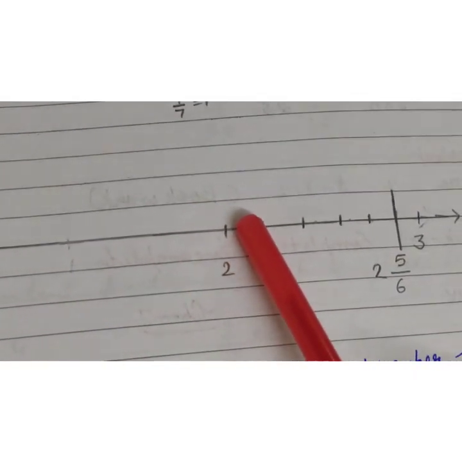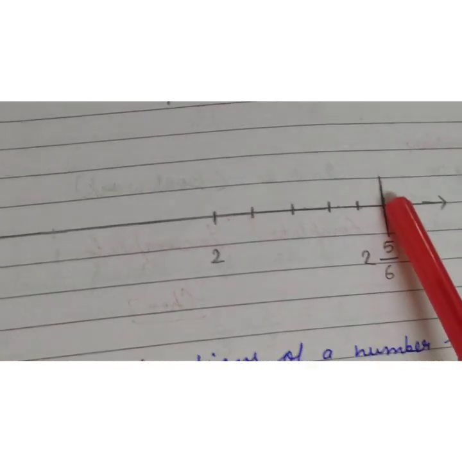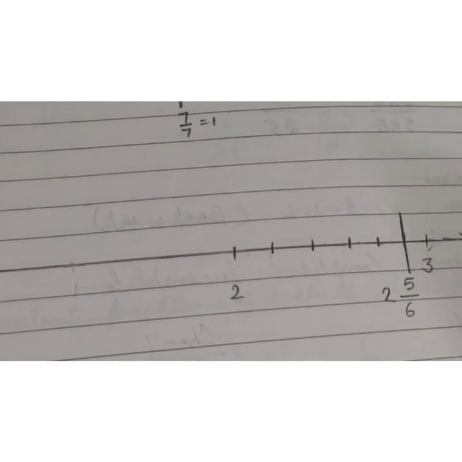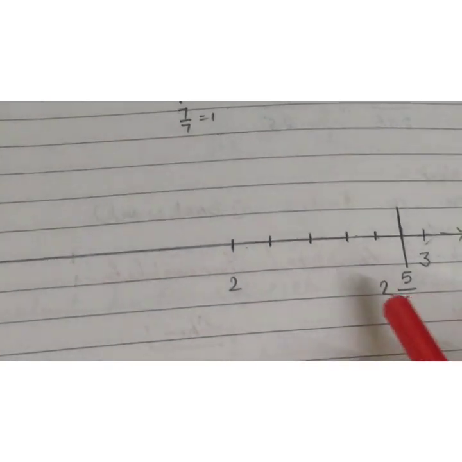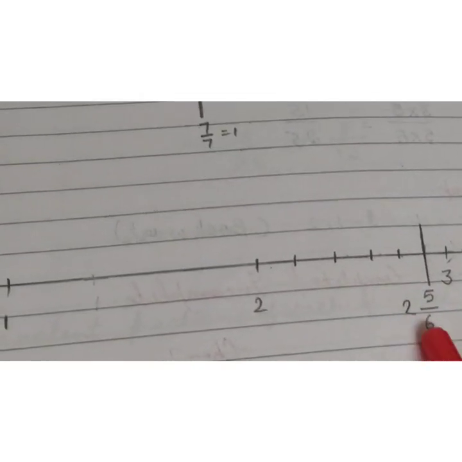So first 1, 2, 3, 4 and 5, that is our fifth line, that is 2 whole 5 upon 6. Okay kids, 2 whole 5 upon 6, that is our complete number that you have to show on the number line.